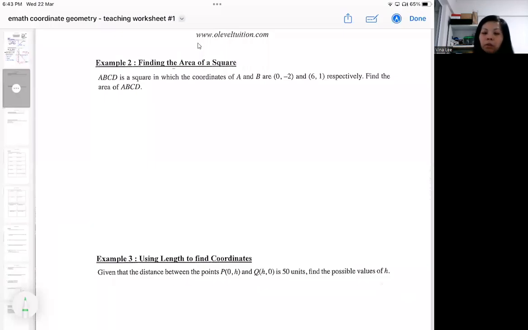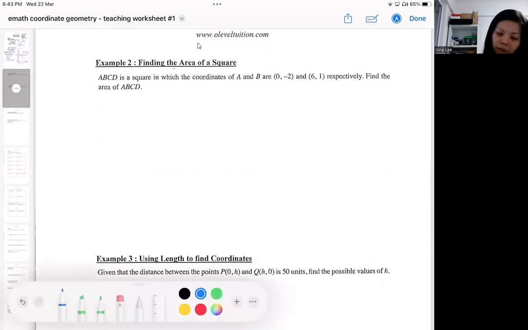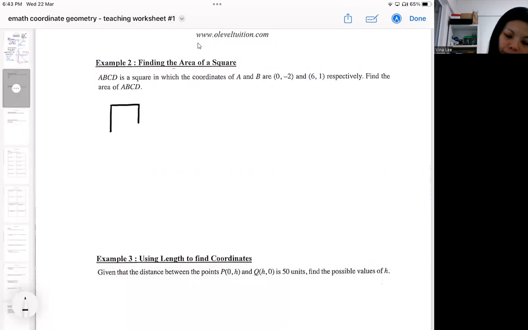Okay, so these two examples are an extension of the length formula. If you read example 2, they gave us a square. I just randomly draw a square and label the corners A, B, C, D. So what's the feature of a square? They have the same length, am I right?